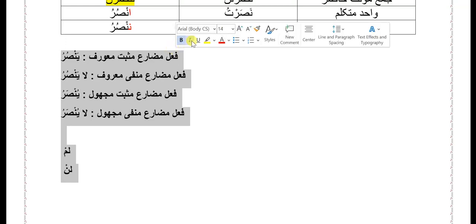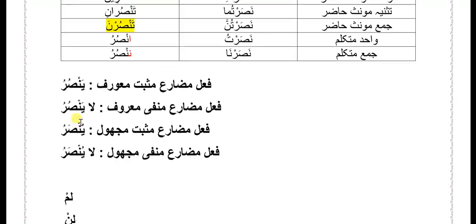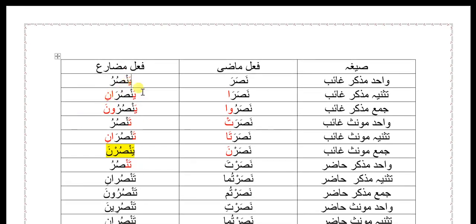Now this is fe'l muzare. On fe'l muzare sometimes lam or lan is added. Whenever lam or lan is added on fe'l muzare, they make some changes in fe'l muzare. What are these changes? Try to understand. Suppose before ya, when I am saying lam, this lam will remove the zamma of ra and give sukun. Now this is lam yansur.